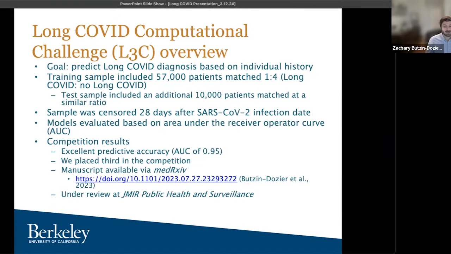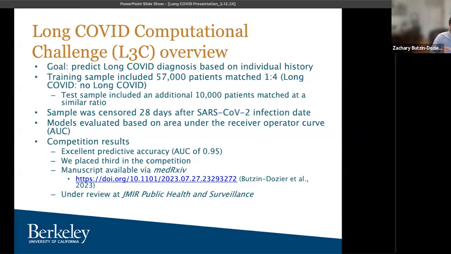The sample was censored 28 days after acute SARS-CoV-2 infection. And the reason for that is because while the definition of long COVID varies, many of those definitions focus on somebody being at risk based on their symptoms that are at least 28 days after acute COVID infection. And then our models were primarily evaluated using a metric called the area under the receiver operator curve, or AUC, which is a common metric of discriminative ability, or essentially here predictive performance.